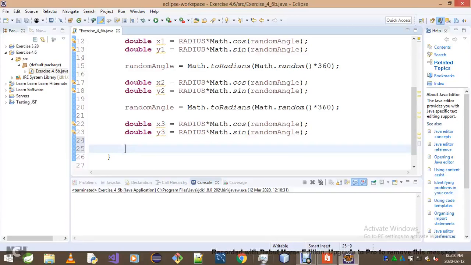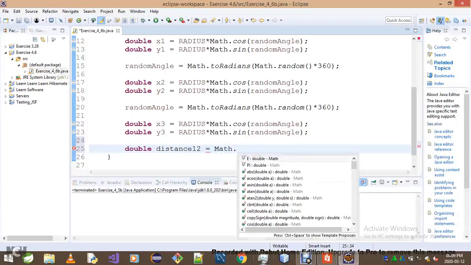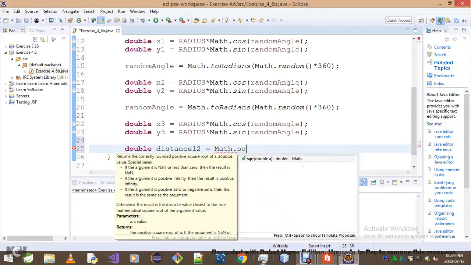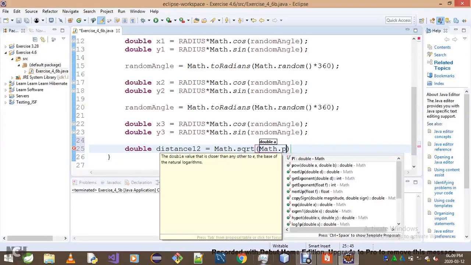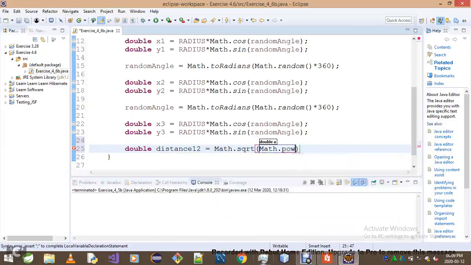So here's what I'll do. The very first thing I'll do is to calculate a distance, double, between point 1 and point 2, distance12, which simply says the distance between point 1 and point 2. How am I gonna go about doing that? It is simply given as Math.sqrt. I'm assuming people know how to calculate a distance. I'm assuming people know the distance formula.